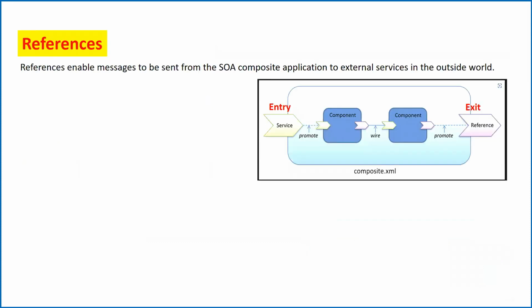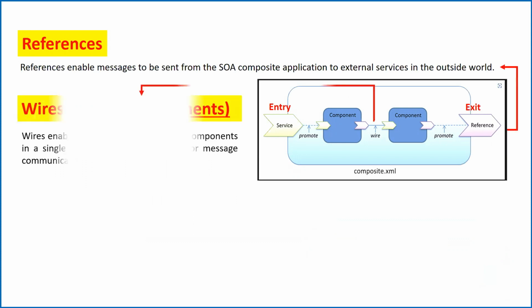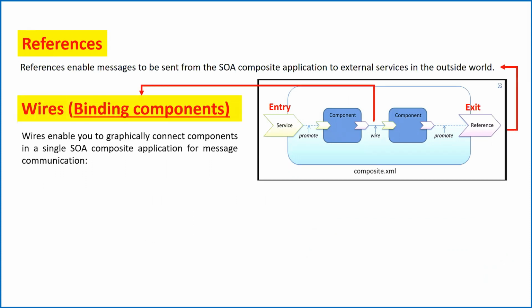Now let's come to references. As I said, references enable messages to be sent from the SOA composite application to the external world. So a reference is the exit point from your SOA composite. That means whenever data is processed in your SOA composite, it reaches the outer world, the target, with the help of references. Okay, and then in between you have a wire. A wire is also called a binding component. Why binding? Because it is binding all of your components. It is binding services with the components, and components with the references. So this is also called a binding component.